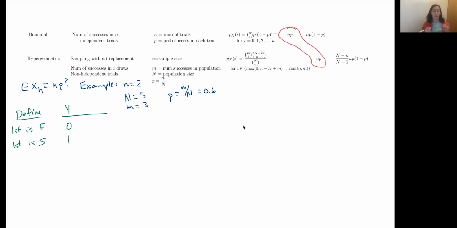Okay, so again, we are sampling without replacement. So it means when we draw that first one, we're not putting it back. We're drawing that first marble, we're not putting it back in the urn, or we're sampling that first person, we're not putting them back in the pool there. But we will be drawing another one.